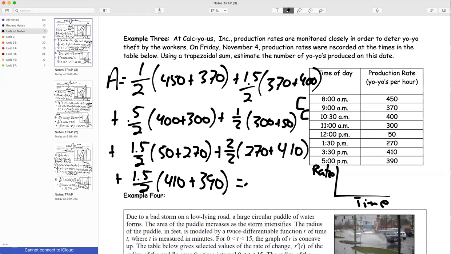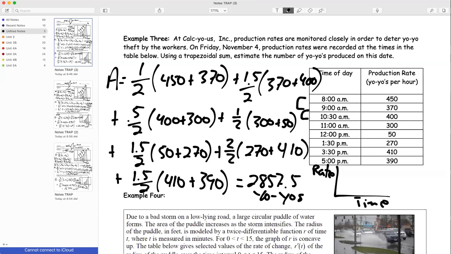I got 3,220. Is that a little off? I got something different. I got 2,857.5. 2,857.5 yo-yos. We just had to make half a yo-yo there. Couldn't finish it out. That is the correct answer there.